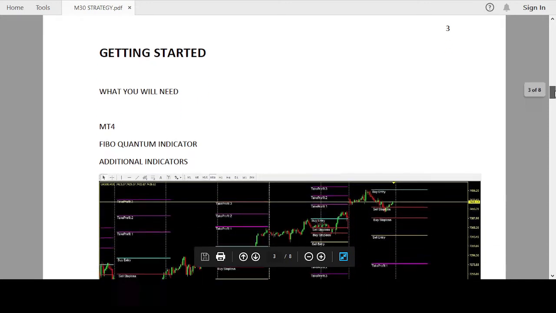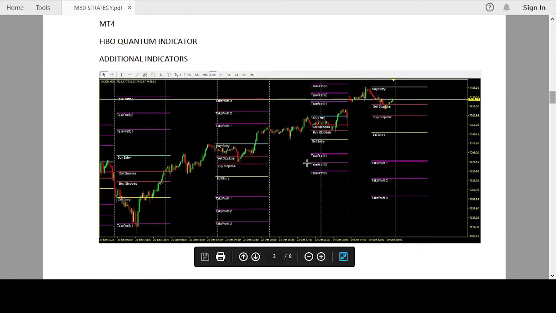Okay, so now, for those that don't know, this is what you're looking at right now. This is the Fibble Quantum trading indicator. What it does is it shows you on the chart where to open up sell trades and where to open up buy trades. And it also tells you where to put your take profits and your stop losses for each and every trading scenario.